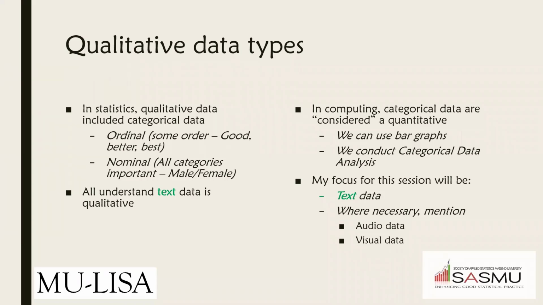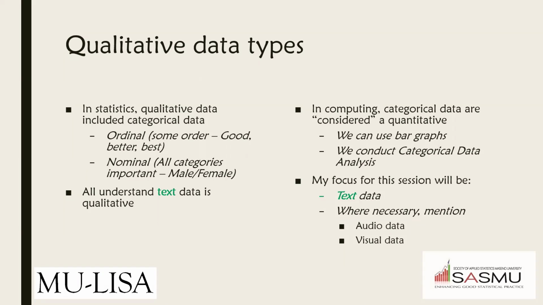I understand that when we get to the university and we're studying more scientific courses, or particularly statistics and maths, we'll be told qualitative data means categorical data, which can be either ordinal, which has some ordering in it, like good, better, best, or nominal, in which all the categories have equal importance, for example gender, male, female. Also, it is agreed that every text data is qualitative.